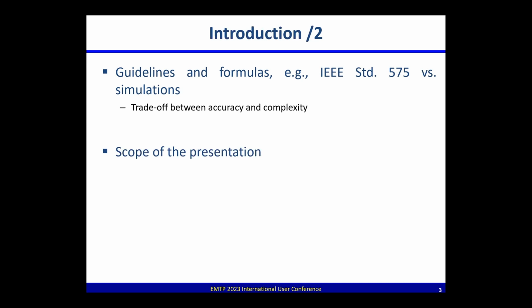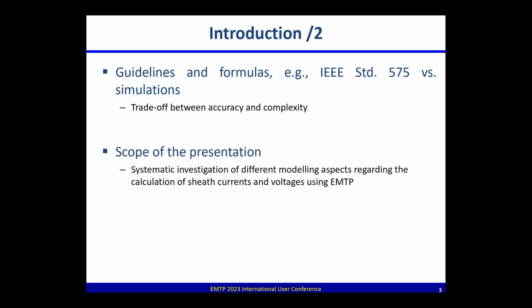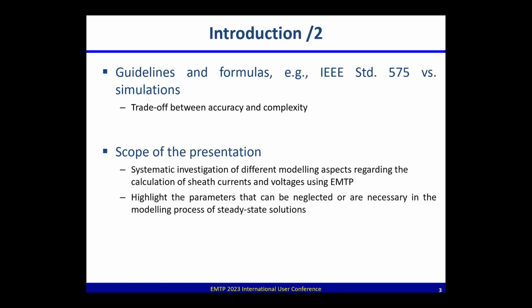The scope of this presentation is first to systematically investigate the different modeling aspects regarding the calculation of the sheath currents and voltages in the EMTP, and secondly, to highlight the parameters that can be neglected or are necessary in the modeling process of the steady-state solution. So there will be a parametric analysis with various variables in order to see their impact on the voltage and the current.